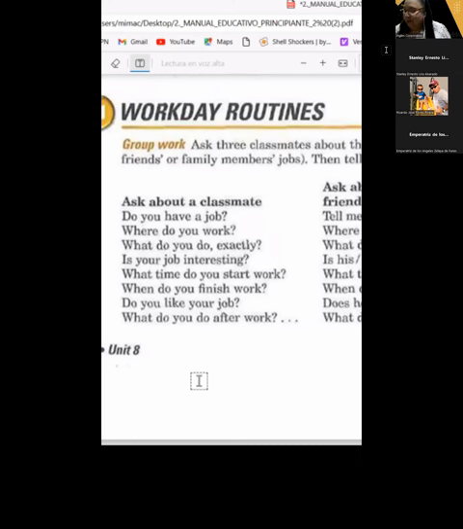Okay, entonces usted le pregunta a Stan. Okay, Stan. Do you have a job? Yes, I do. Where do you work? Hands Down. What do you exactly do? I see, clean, and repair machines. Is your job interesting? Yes, but it's boring. Boring. No hay mucha actividad ahí.